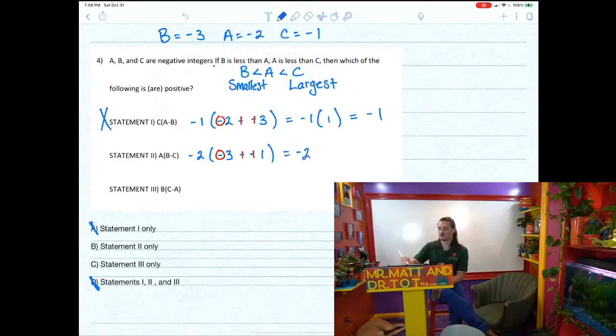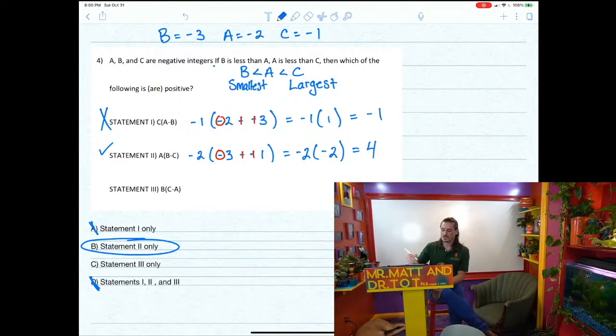So we're going to end up with negative 2 times negative 2. That will give us a positive 4. So statement 2 is true. So given the fact that only answer selection B contains statement 2, I know that this has to be true. But I'm going to go ahead and prove that statement 3 is false just to make sure we didn't make a mistake.